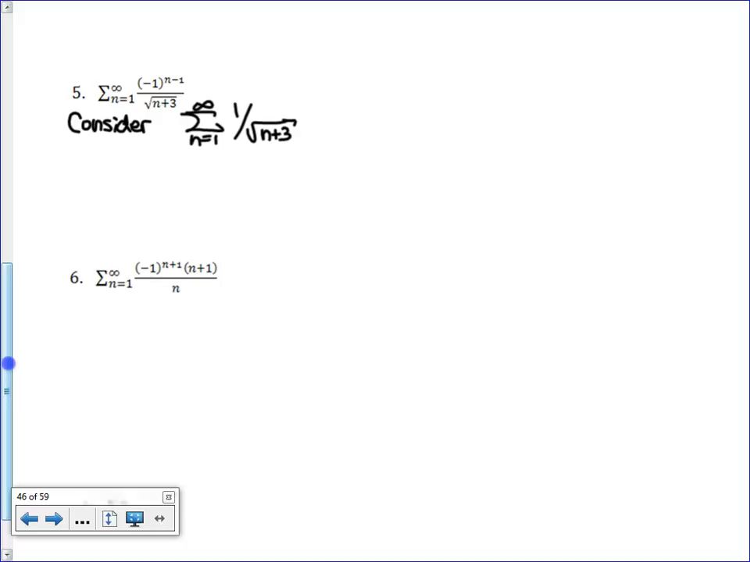What's the problem? How would I do it? Integral test. I would need to, by integral test, check positive, decreasing, continuous. Yeah, negative 3 is not in there, right? So I could say then, by integral test, I'm looking at the limit as b goes to infinity of the integral from 1 to b of 1 over square root of x plus 3.